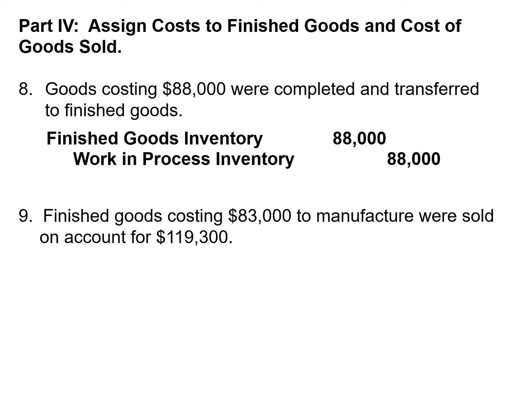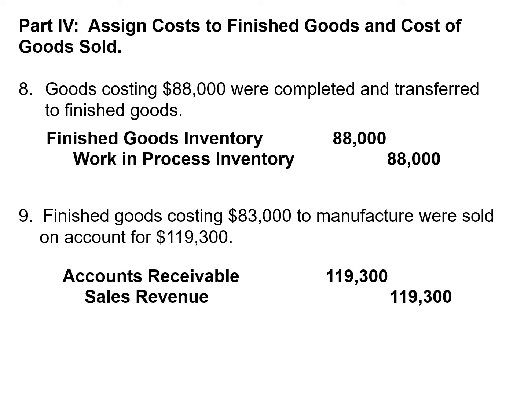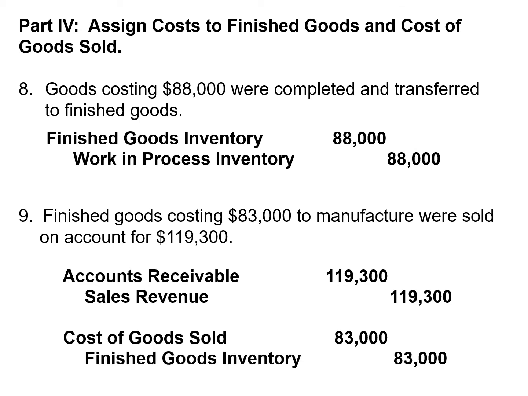$119,300. We're going to debit accounts receivable for the sales price. We're also going to recognize sales revenue for the sales price, or $119,300. We're going to debit cost of goods sold for the cost, which is $83,000, and we also need to reduce or credit finished goods inventory for $83,000.